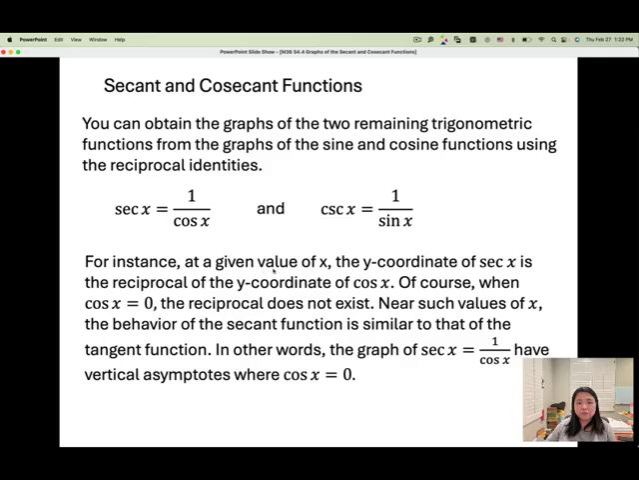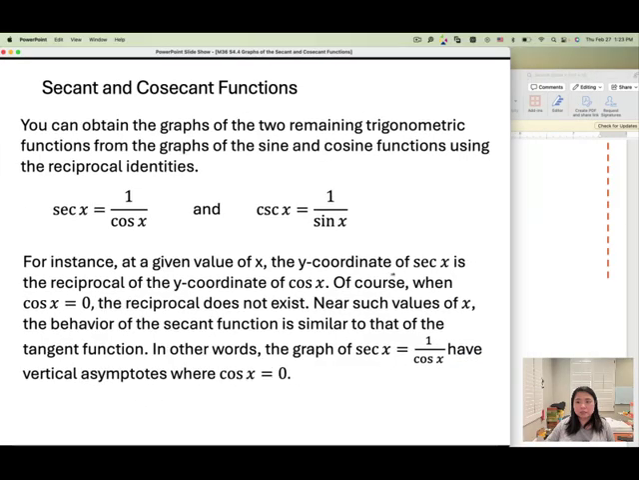For instance, at a given value of x, the y-coordinate of secant x is the reciprocal of the y-coordinate of cosine x. Of course, when cosine x equals 0, the reciprocal does not exist. When you plug it in, that will be 1 over 0, so secant x will be undefined. Near such values of x, the behavior of the secant function is similar to that of the tangent function. In other words, the graph of secant x equals 1 over cosine x has a vertical asymptote when cosine x equals 0. Let me explain this part.